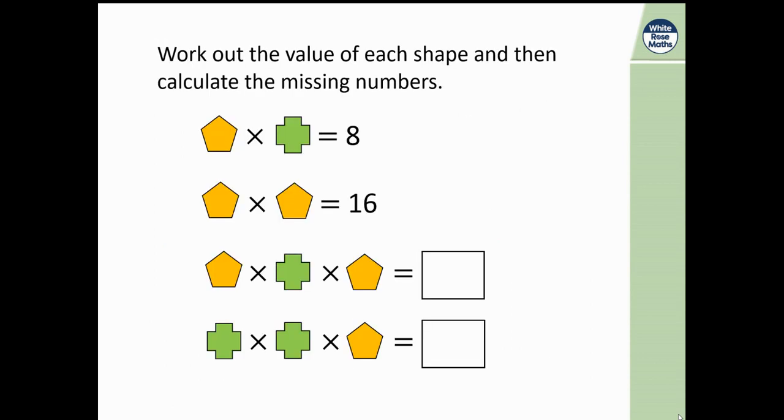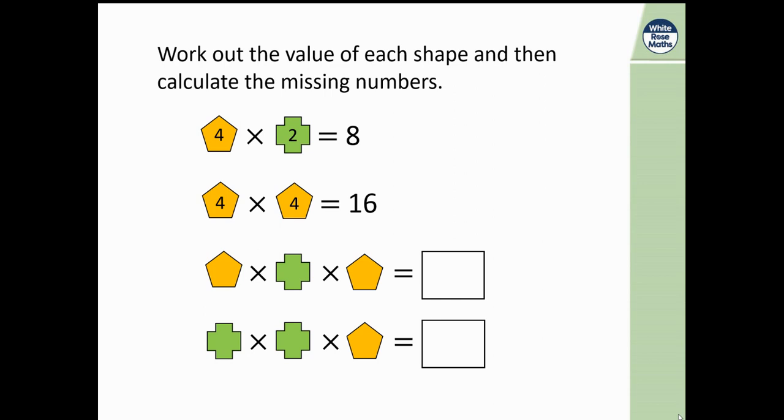Let's work out the value of each shape and then calculate the missing numbers. So think back through your 8 times table. What do you multiply 8 by? What can you multiply to get 8? So you could have 4 times 4 is 16. If I know that the pentagons there are 4, so 4 times 4 is going to be 16. So then 4 times 2 must be 8.